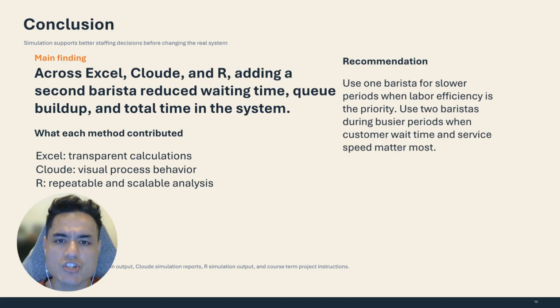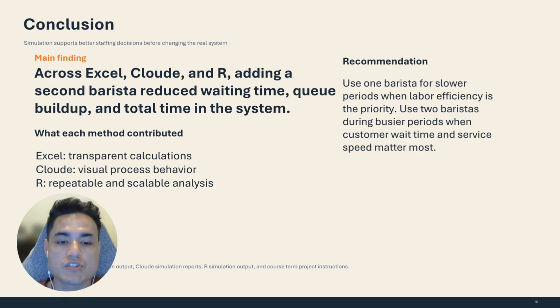The Excel simulation showed that adding a second barista reduced average waiting time in queue and reduced the average number of customers waiting. The cloud simulation showed that the two barista system nearly eliminated waiting time and greatly reduced queue size. The R simulation confirmed the same trend by showing lower average waiting time, lower maximum waiting time, and lower system time.